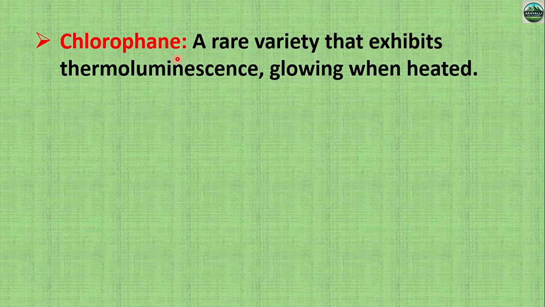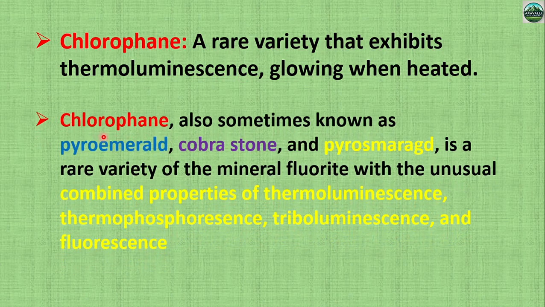Now next, chlorophane. Chlorophane is a very interesting variety of the mineral fluorite, but this is a rare variety. It exhibits thermoluminescence. We know fluorite exhibits fluorescence, but chlorophane also exhibits thermoluminescence, glowing when heated. When we heat this mineral, it glows, and this phenomenon is known as thermoluminescence. Chlorophane is also sometimes known as pyroemerald, cobra stone, or pyrosmaragd. Also remember cobra stone; this is a unique name. Cobra stone is chlorophane.